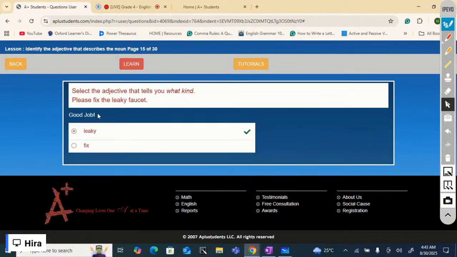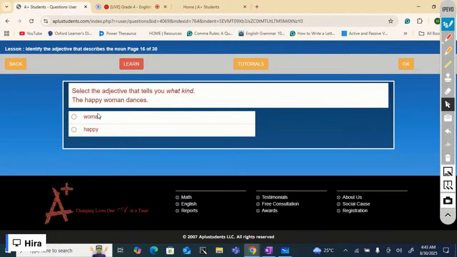Okay, so students, this is all for today. In today's lecture, we learned about adjectives, what kind or how many. We identified what kind or how many, and we identified the adjectives that describe the noun. So I hope you learned it.